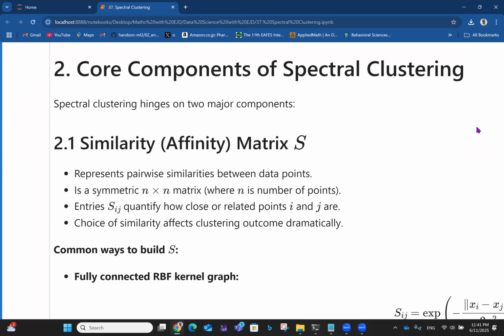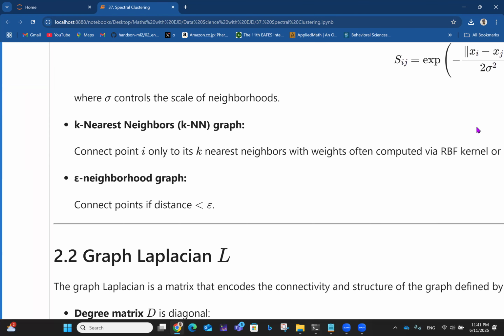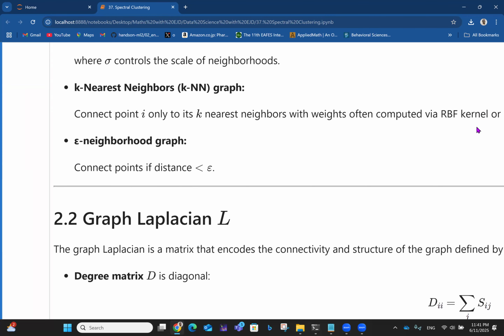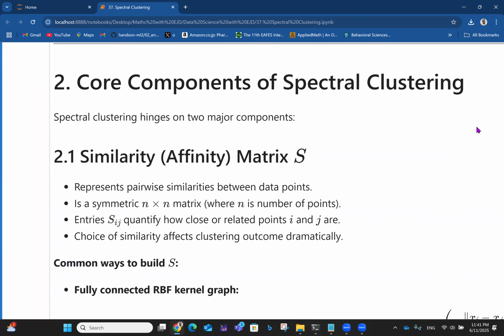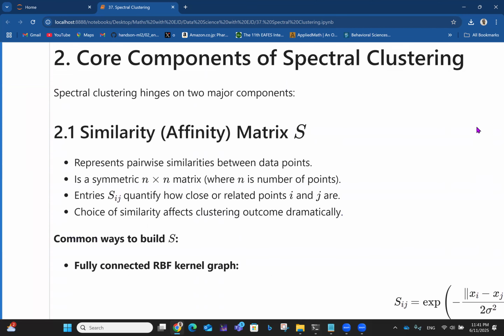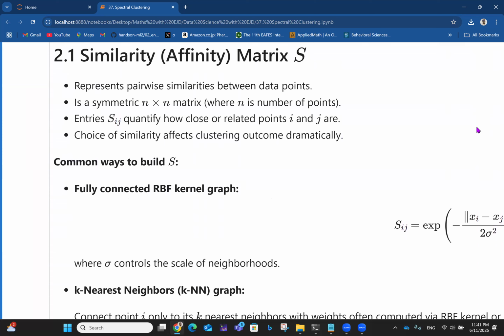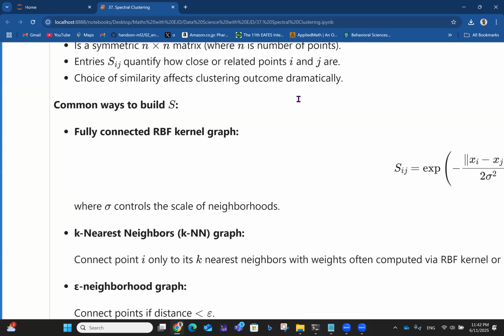Core components of spectral clustering: spectral clustering hinges on two major components. You have, first of all, the similarity, and then you have the graph Laplacian. I think we talked about all of this in the graph and network theory playlist. So, the similarity or affinity matrix S represents pairwise similarities between data points, and it is a symmetric n by n square matrix, where n is the number of points. The entries S_ij quantify how close or related points i and j are, and the choice of similarity affects the clustering outcome dramatically. Now we have common ways to build S.